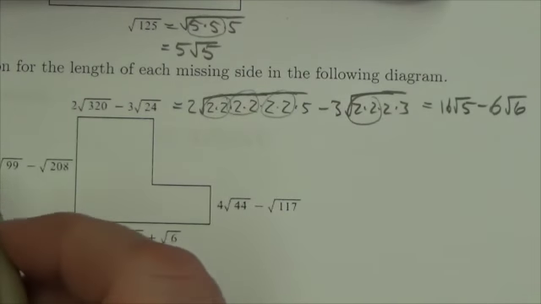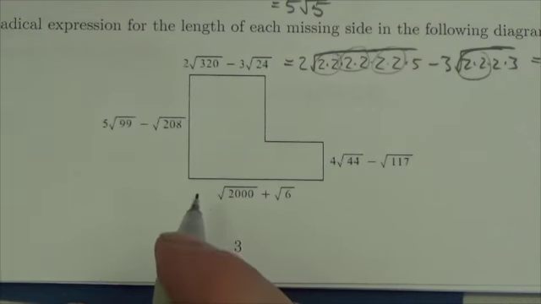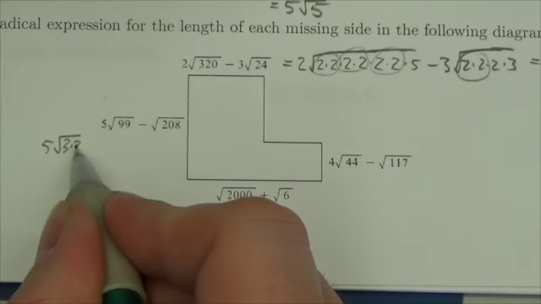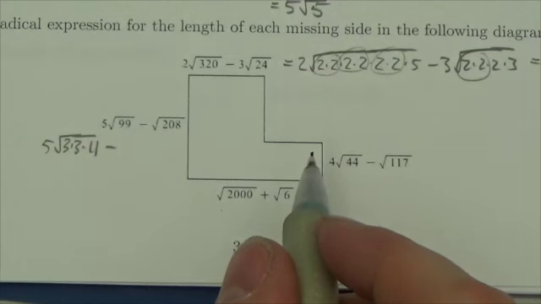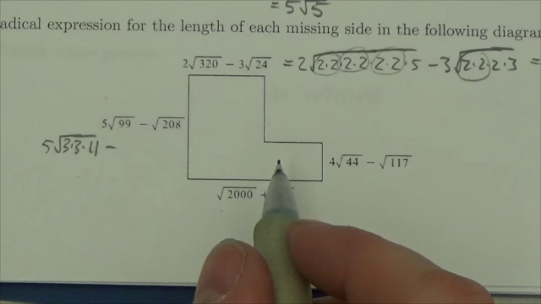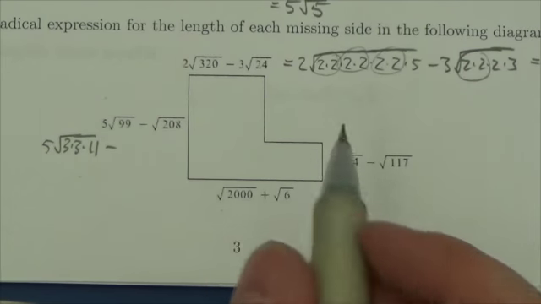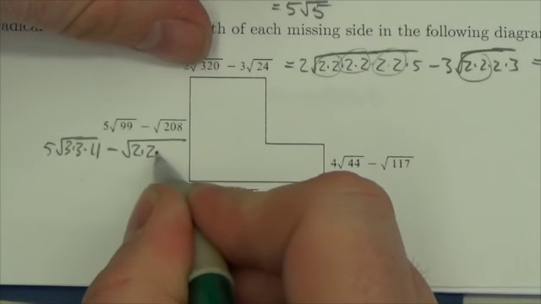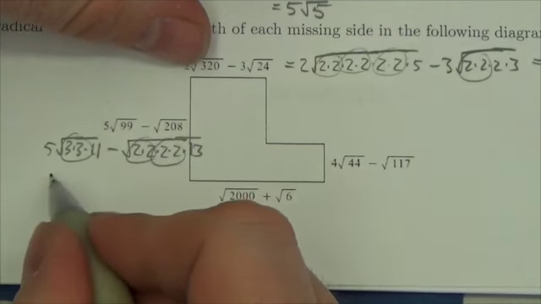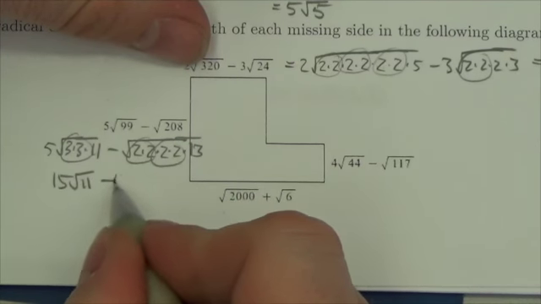Let's take a look at this one down here. This one here is going to be 5 root, well 99 is 9 times 11. That's pretty straightforward. 208 though, what is 208? If I divide by 2... Oh gee, if I divide 208 by 16, I'm just working on the calculator here. Okay, if I divide by 16, so this is going to be 4 2's, 1, 2, 3, 4, times 13. And if you pull out pairs of factors, you're going to get 15 root 11 minus 4 root 13.